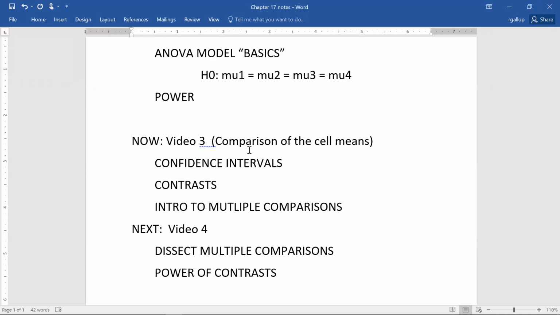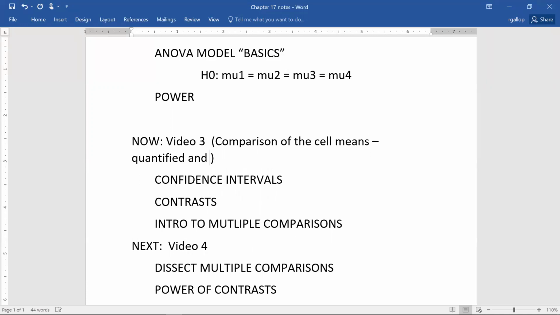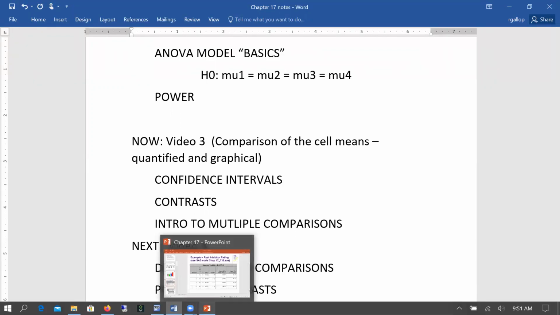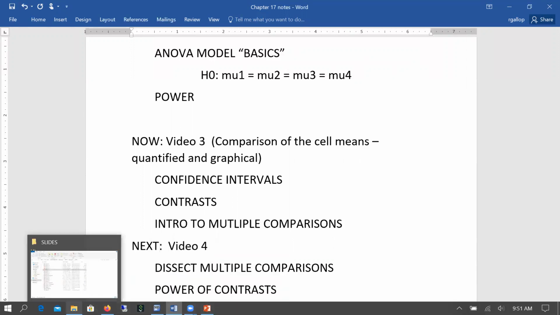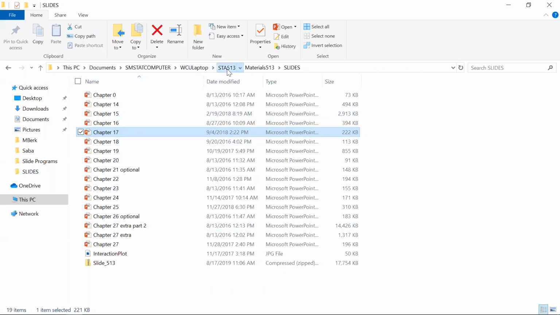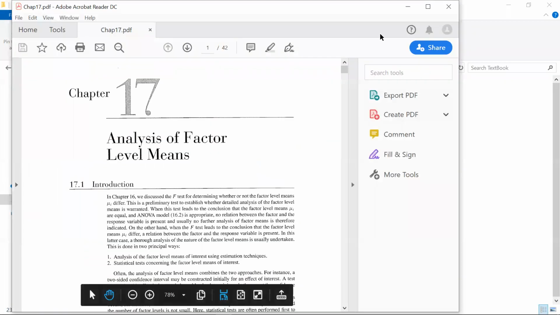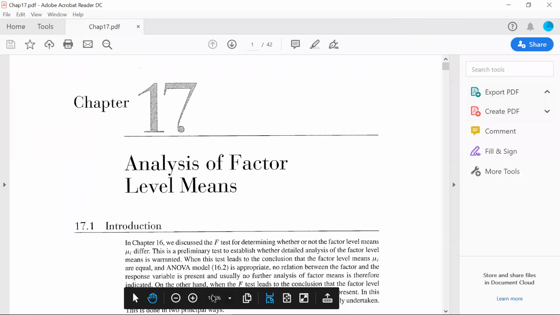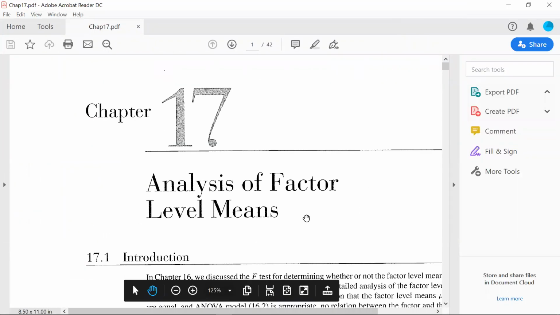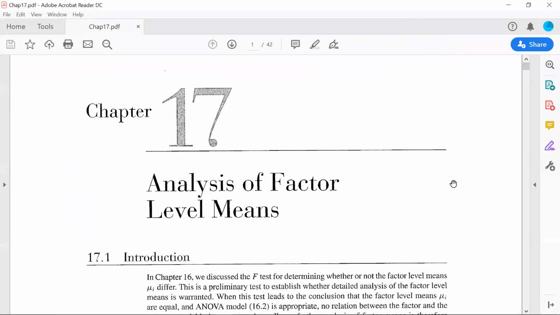But in this case, we want to do it both quantified and graphical. So I want to highlight that issue to you guys as well. Now let me jump real quick to the textbook. So we go to the textbook. Let's go to chapter 17. Make this a little bigger. So the example we're looking at now is on page 735.